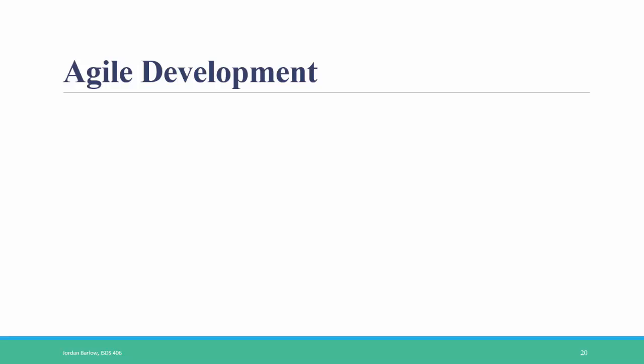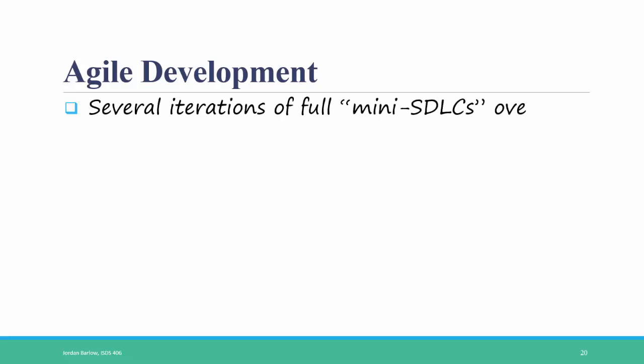Agile development refers to carrying out the SDLC in a series of several iterations of full mini SDLCs over a period of time. So you do planning, analysis, design, and implementation over and over and over until you're satisfied that the system is at a good place.